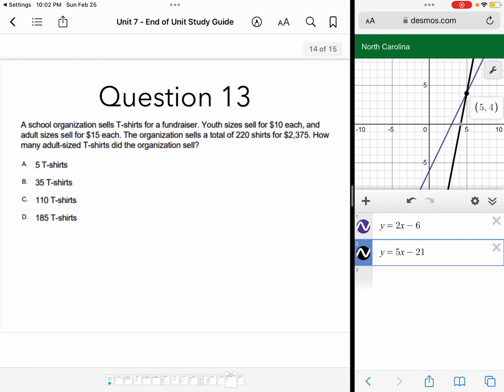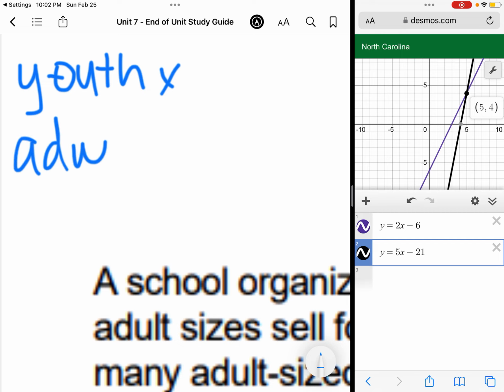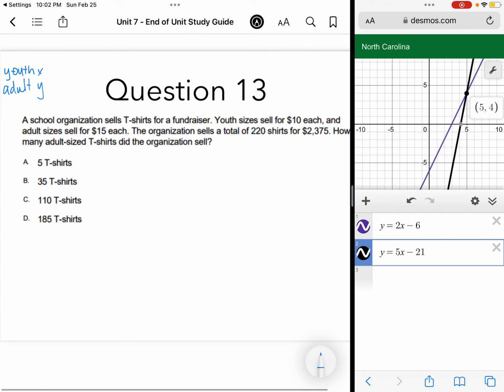All right, 13. We're selling t-shirts. Okay, so we got youth sizes sell for $10 and adult sizes sell for $15. So you have youth, which is going to be our x, and adult is our y. The organization sells 220 shirts for $2,375. How many adult size t-shirts do they sell?